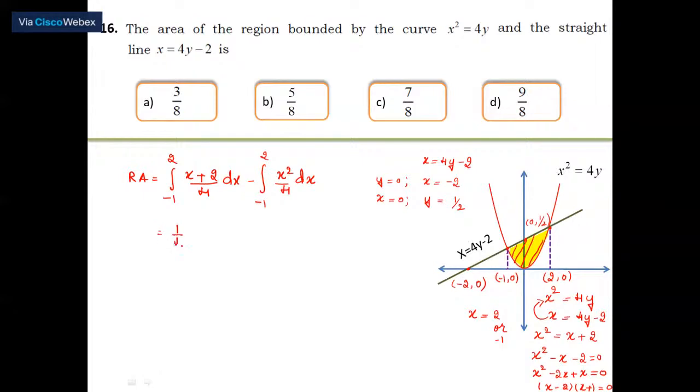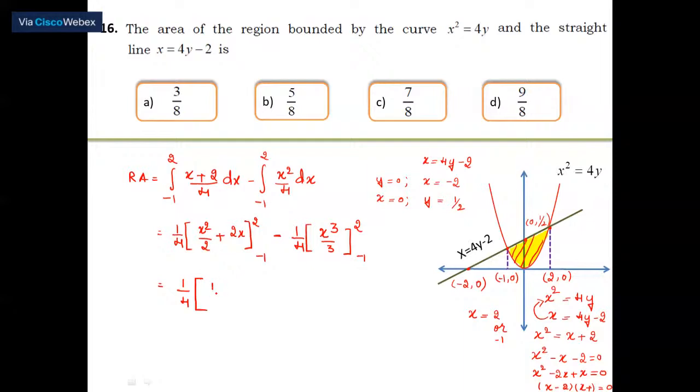1 by 4 is constant. Let us consider that outside the integration. Now the integration of x is x square by 2, the integration of 2 is 2x, between the limits -1 and 2. Minus, again here consider 1 by 4 as a constant outside. The integration of x square is x cube divided by 3, between the limits -1 and 2. And now from these two terms we can take 1 by 4 as common.